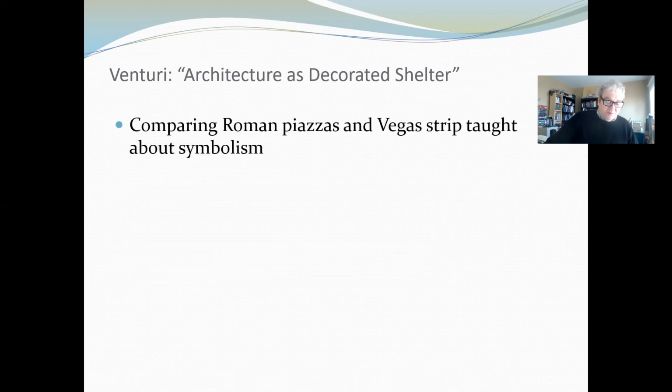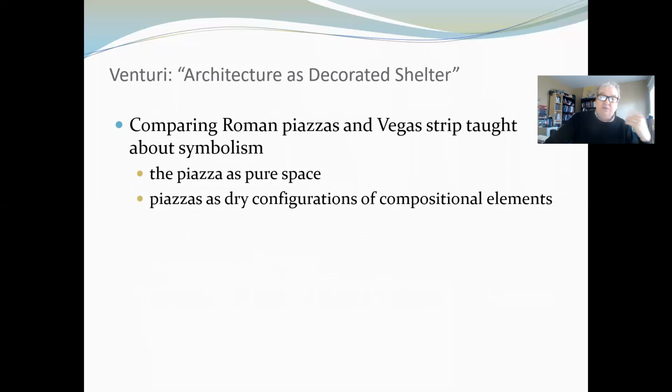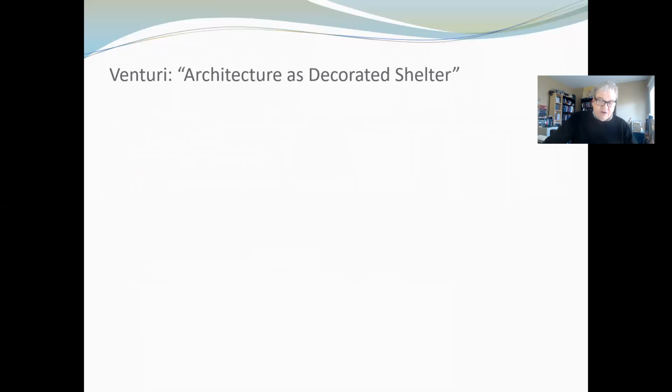Now, comparing Roman piazzas and the Vegas Strip taught us about symbolism, us being the architects. Venturi is kind of talking in the first person about how architects proceeded. So he says, we saw the piazza, the sort of square, as pure space, and we designed our piazzas as dry configurations of compositional elements. We had to go to Las Vegas to learn about symbolism.